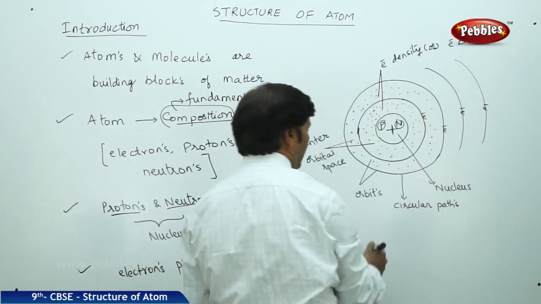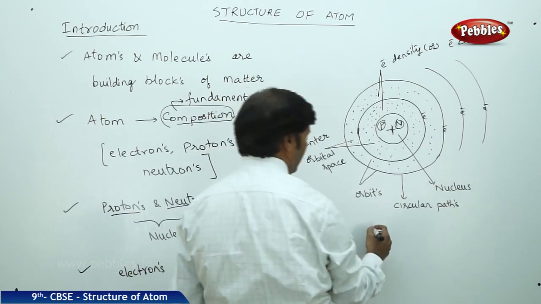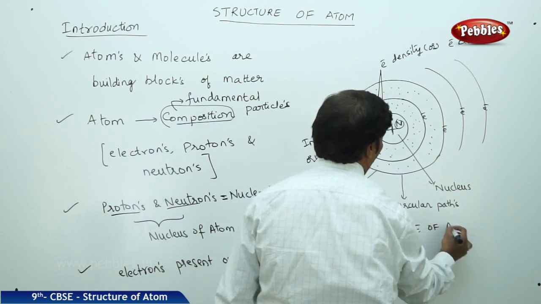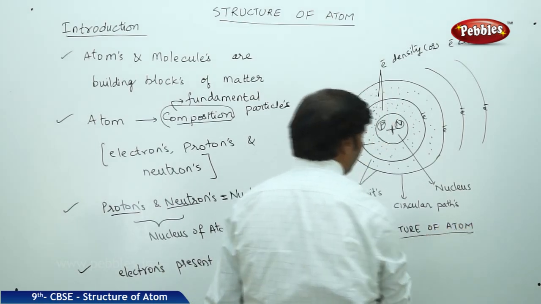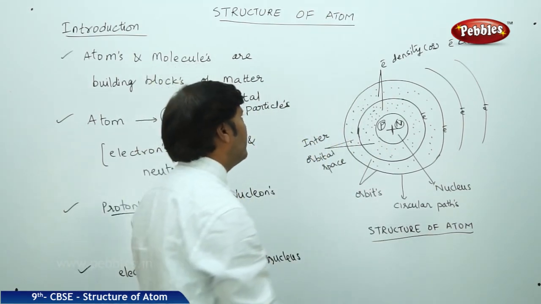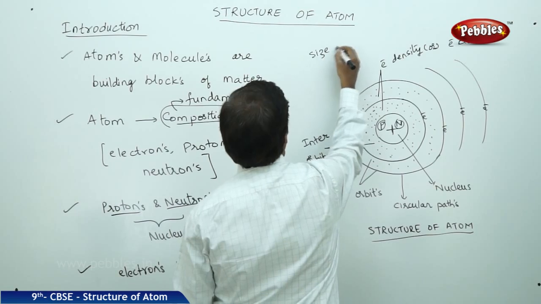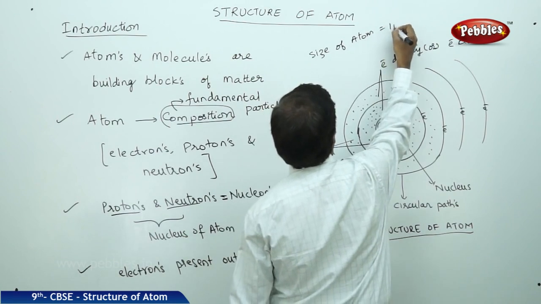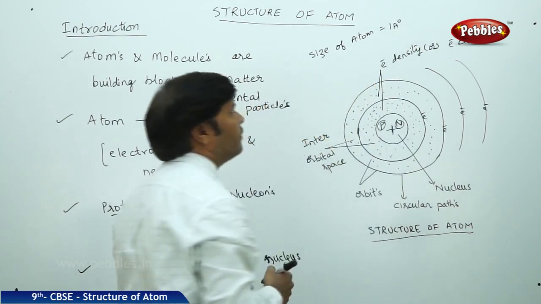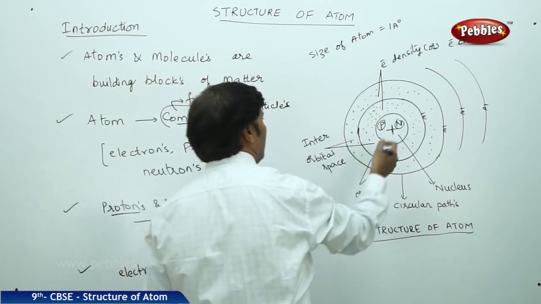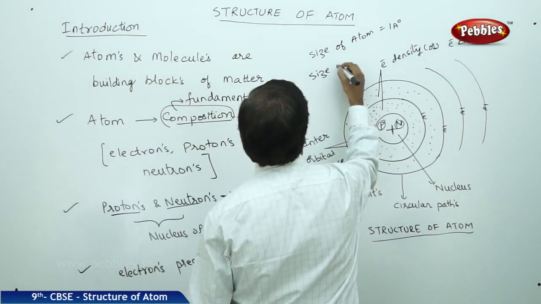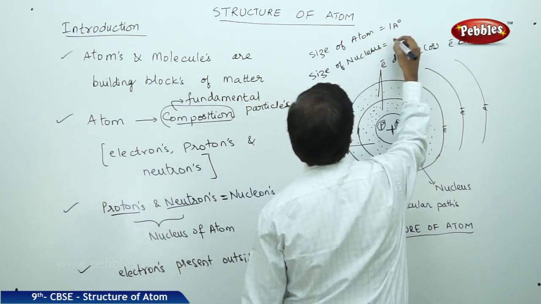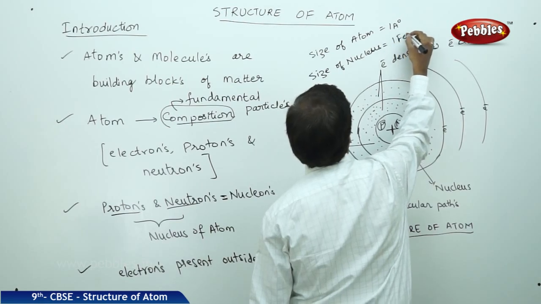From this diagram it is very clear that this is the structure of the atom, because the atom itself is very small in size. The size of an atom is 1 angstrom, which is equal to 10 to the power of minus 8 centimeter. And the nucleus is much smaller. The size of the nucleus is of the order of 10 to the power of minus 13 centimeter, which we call 1 Fermi, 1 F.